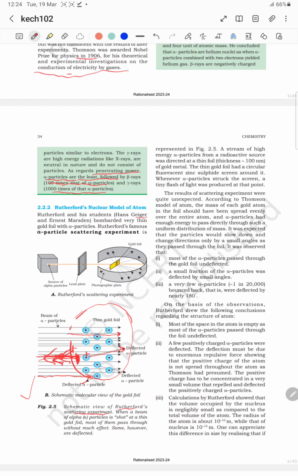When a beam of alpha particles is shot at a thin gold foil, most of them pass through without much effect. Some, however, are deflected. So a stream of high energy alpha particles from a radioactive source, कौन सा, alpha particles, was directed at a thin foil थिकनेस जिसकी 100 नैनोमीटर है ऑफ गोल्ड मेटल. The thin gold foil has a circular fluorescent zinc sulphide screen around it. Whenever alpha particle struck the screen, a tiny flash of light was produced at that point.